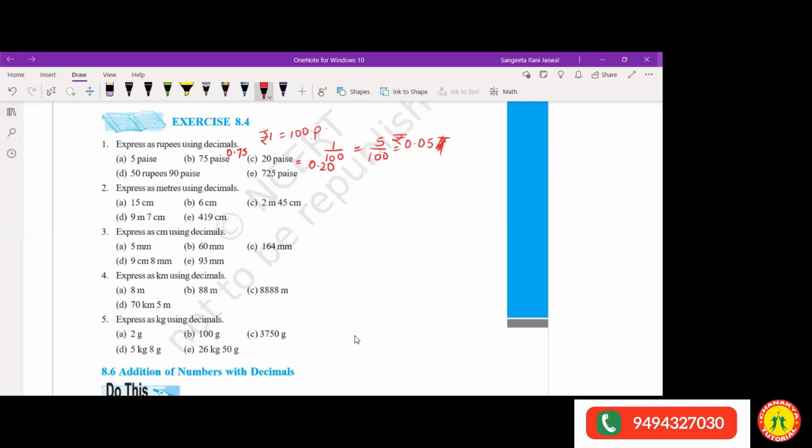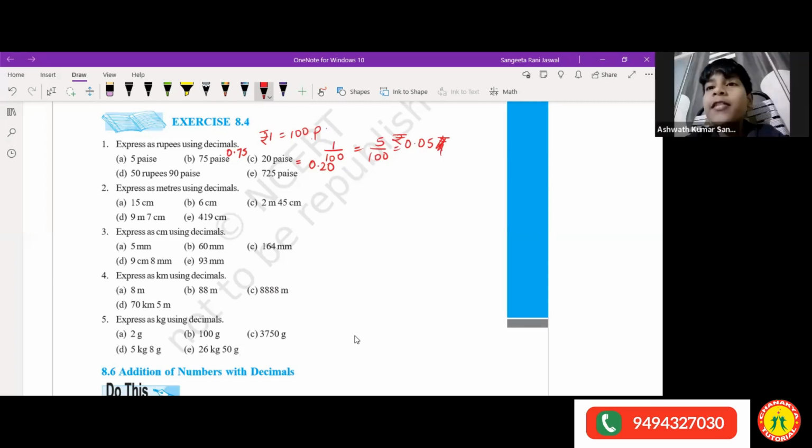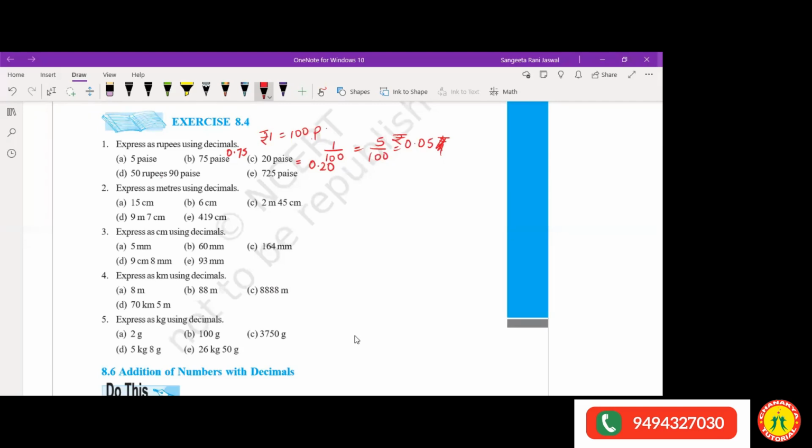Now see here, this is 50 rupees 90 paise. 50 is already in rupees, you need not do anything to this. Only 90 paise is to be converted to rupees. So just keep 50 like this and convert 90 paise to rupees. When I convert 90 paise to rupees, I will divide this by 100, so I get 0.9. So this becomes 50.90.